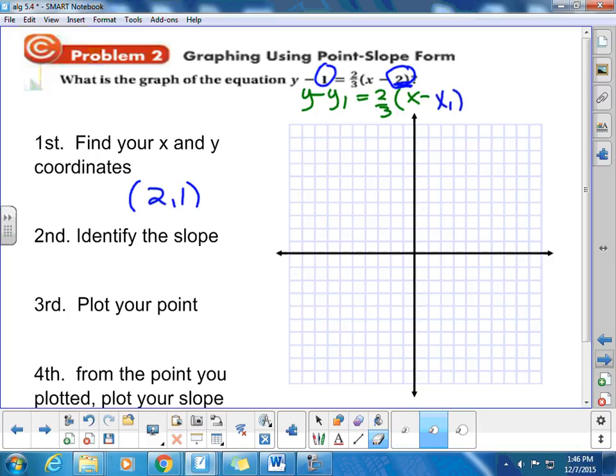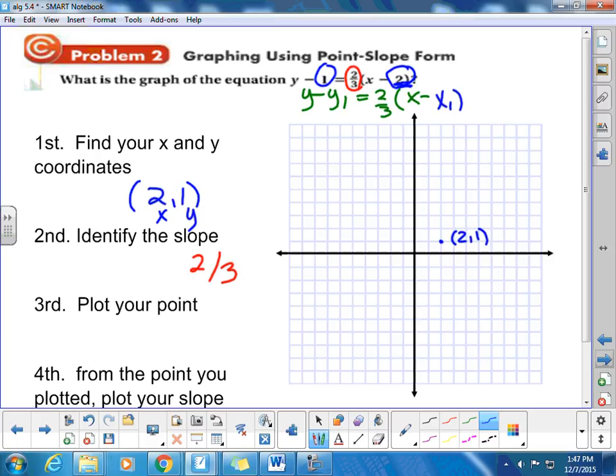Then it says identify the slope. Well, our slope is this position, so our slope is 2/3. It says plot your point. If I'm going to plot the point (2, 1), x is 2 and y is 1, so we go over 2 and up 1. That's the point (2, 1).